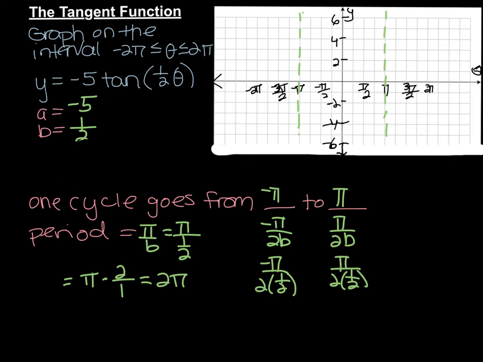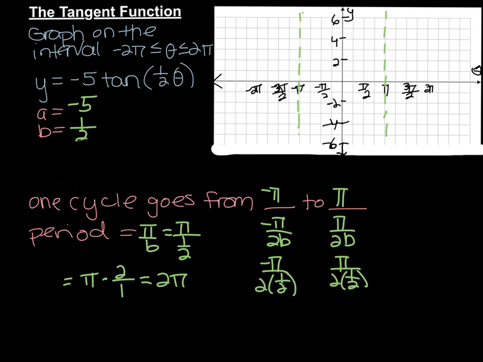But it would be good to recognize that if it's going up to 3 pi, we're going to be finding halfway the distance between pi and 3 pi, because that would be the next asymptote if the period is 2 pi radians long.